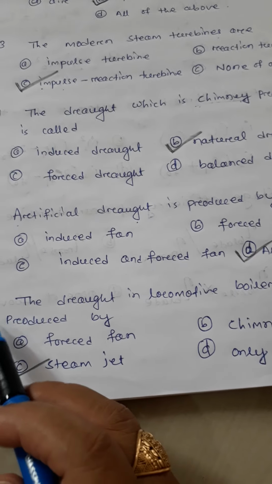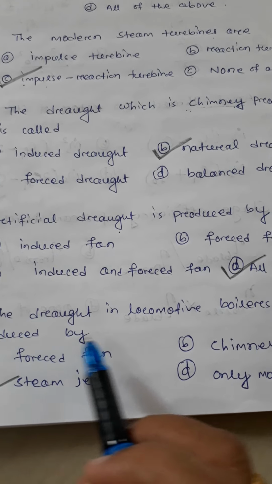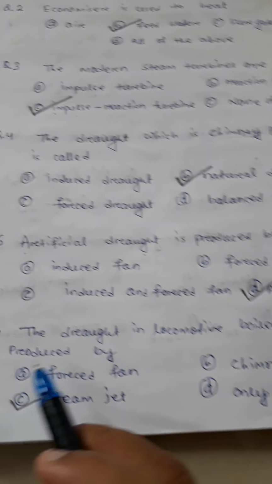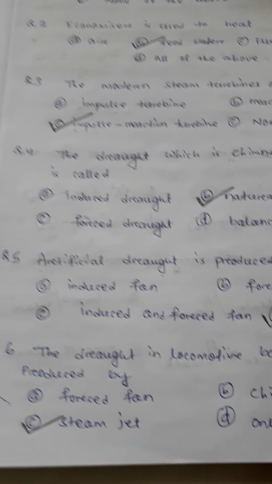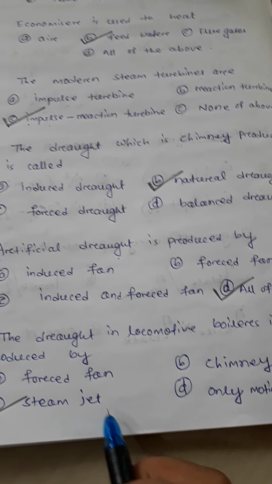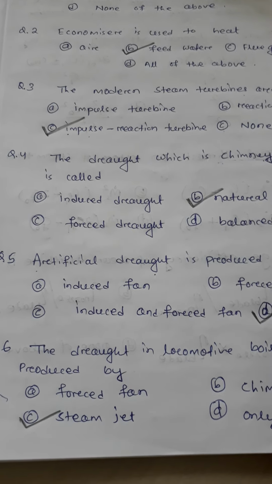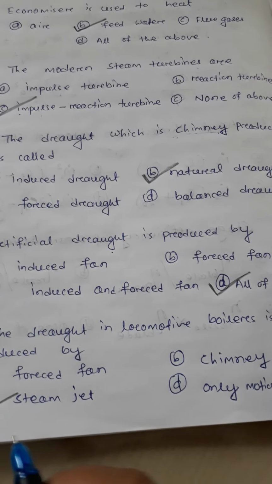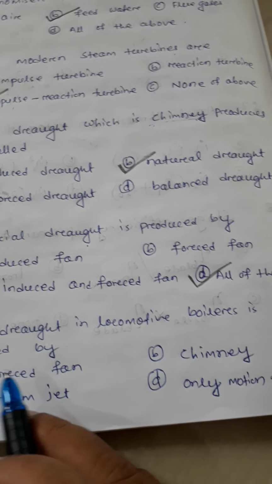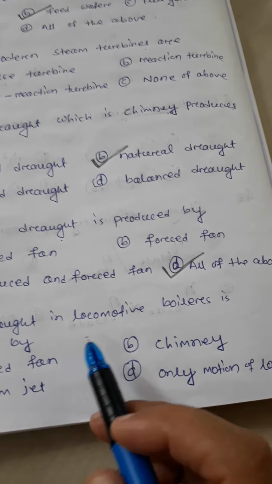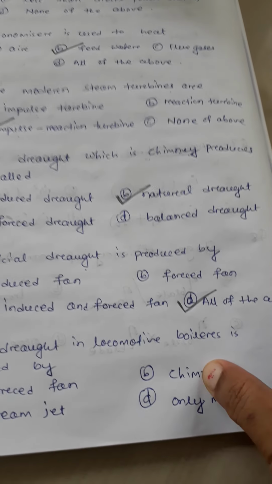Next one, question number 6: the draught in locomotive boiler is produced by. The options are forced fan, chimney, steam jet, and only motion of locomotive. Actually the answer is steam jet. By means of steam jet we are able to produce draught in locomotive boilers. Okay.